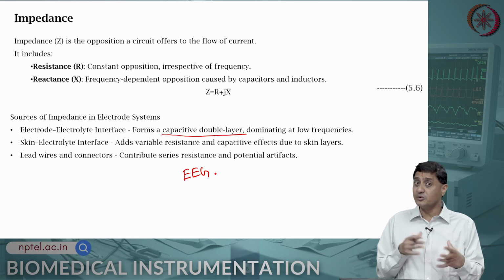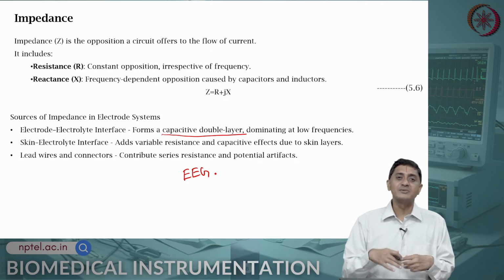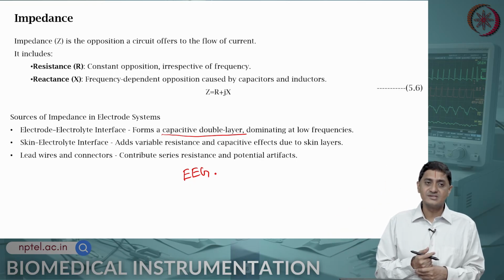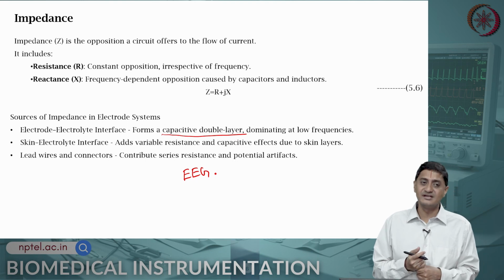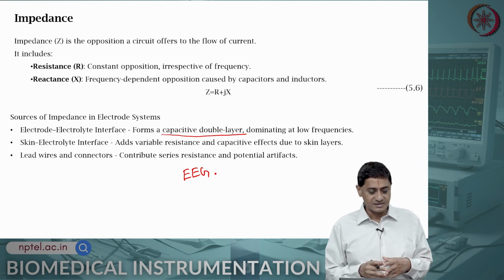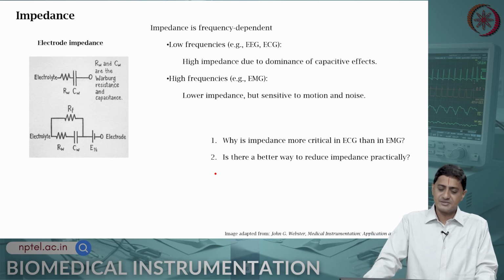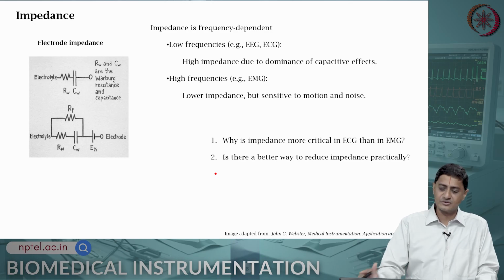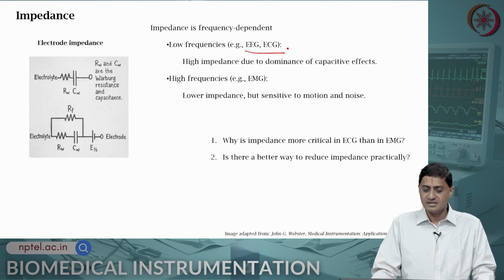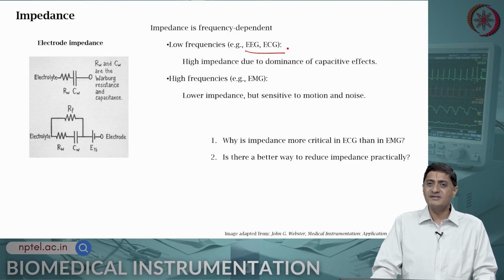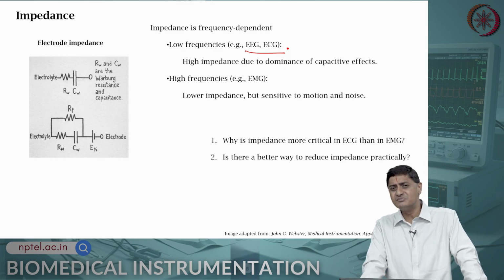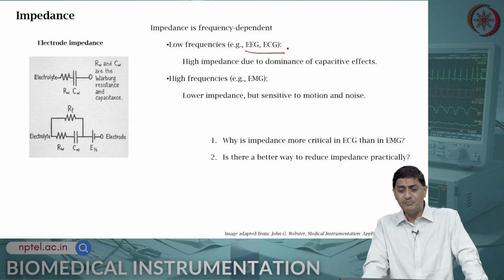So, all of this put together, you have multiple dimensions that contribute to this impedance: electrode-electrolyte interface, electrolyte skin interface and lead wires and connectors. As I mentioned, impedance is frequency dependent, and at low frequencies such as those of EEG and ECG, there is a high impedance seen due to the dominance of capacitive effects. In relatively high frequencies, those that you see in EMG for example, impedance is low, but then it is sensitive to motion and noise.